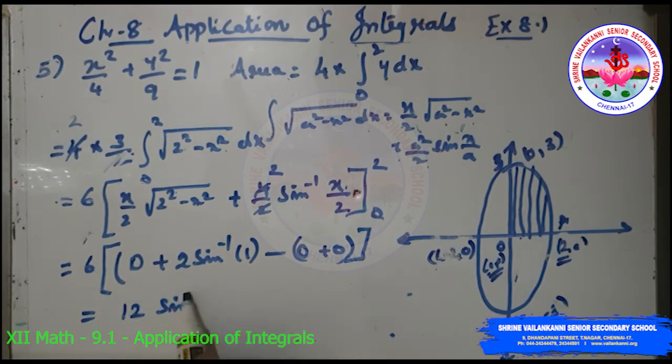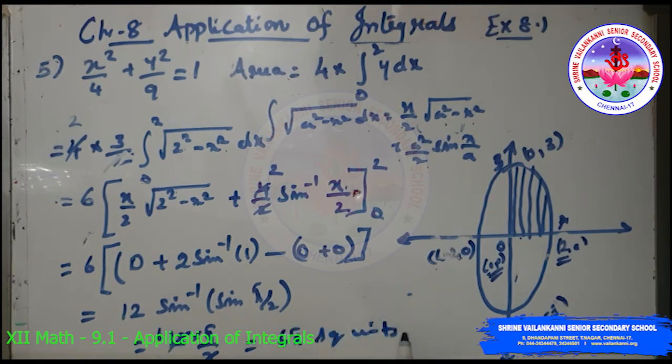Sine inverse of sine 1 is sine pi by 2. So sine inverse of sine pi by 2 is pi by 2. So 12 into pi by 2, cancelling 12 and 2, we get 6, which is equal to 6 pi square units. So area of the required ellipse is 6 pi square units.